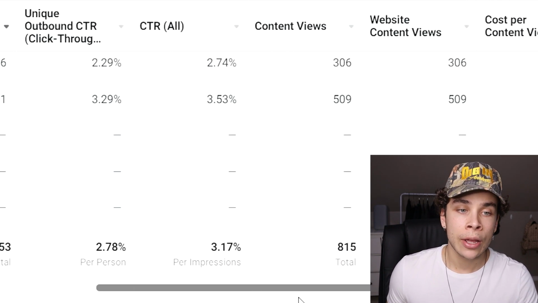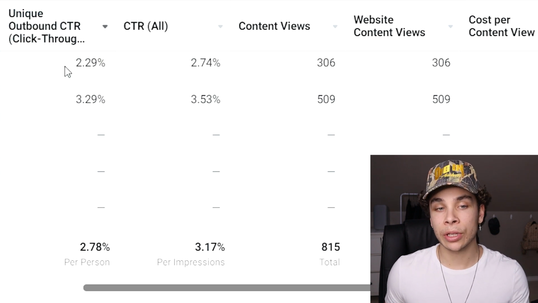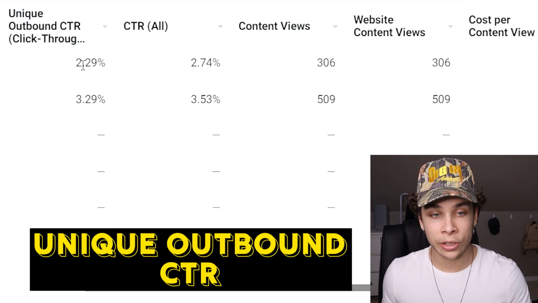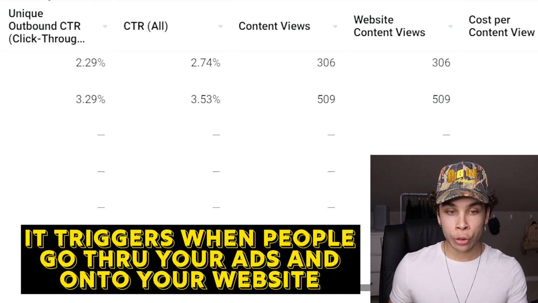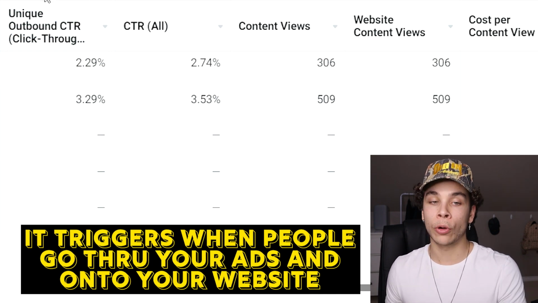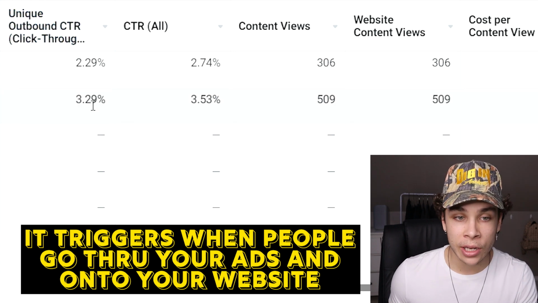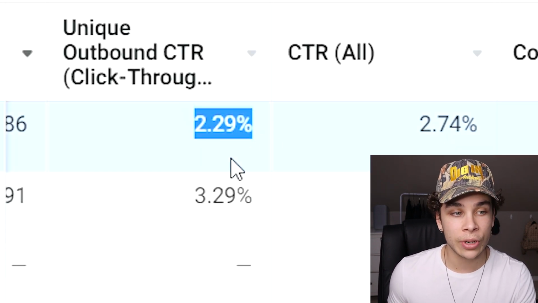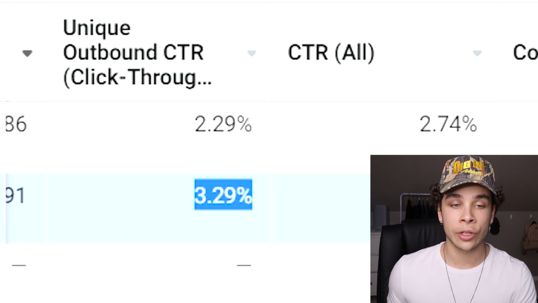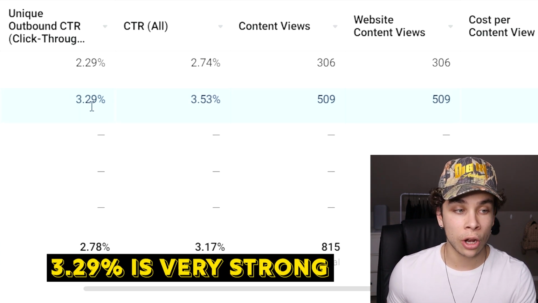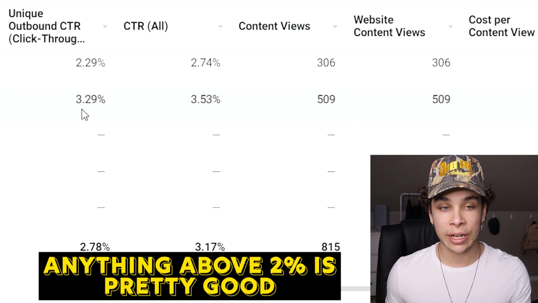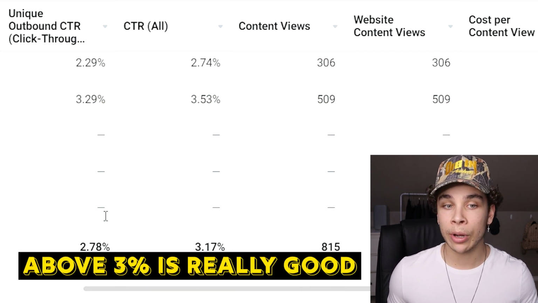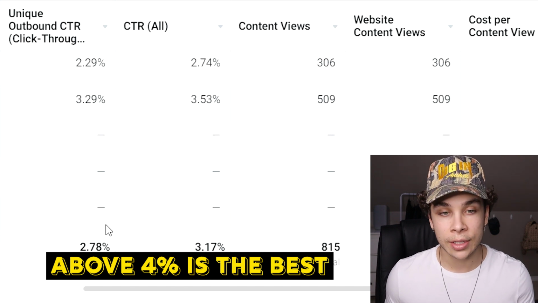And the click-through rate, the main thing that I look at in terms of the click-through rate, I know there's tons of different metrics here, is the unique outbound CTR. So this is gonna trigger when people go through your ad onto your website or landing page. And so as you can see here, 2.29% in the 3% ad set and 3.29% in the 1% ad set. So that 3.29 is very, very strong. I would say anything above 2% is pretty good here. Above 3% is really good. If you ever manage to get above 4, you're probably swimming in profits at that point.